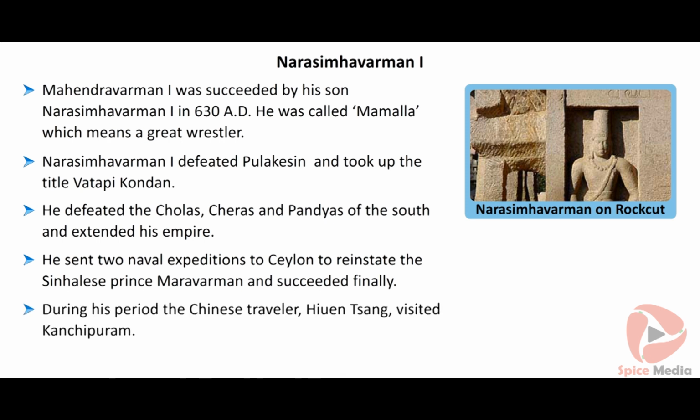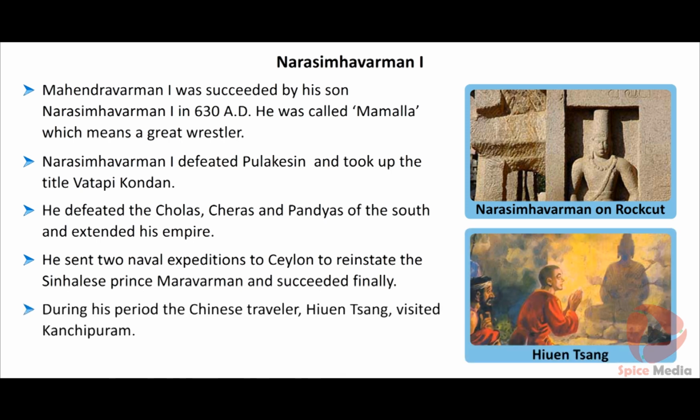During his period, the Chinese traveller Hiuen Tsang visited Kanchipuram, the capital of the Pallavas, and described it as a beautiful and prosperous city. He showed a lot of interest in rock architecture. The monolithic rathas at Mamallapuram prove the architectural skill of Narasimhavarman I.